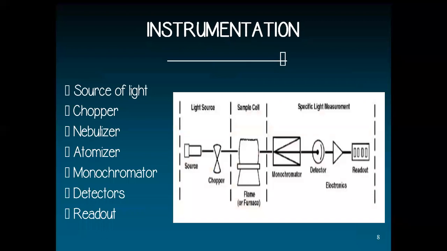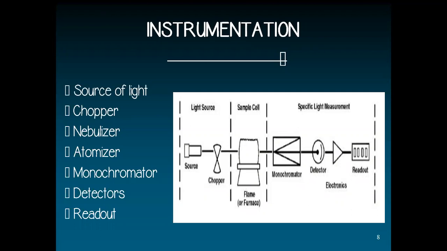So if we look at the instrument part of atomic absorption spectroscopy, again it contains all these types of parts which we have already discussed in my previous instruments also. It would require a source of light, a beam chopper, and a nebulizer and atomizer, which is important for converting the sample into atoms.